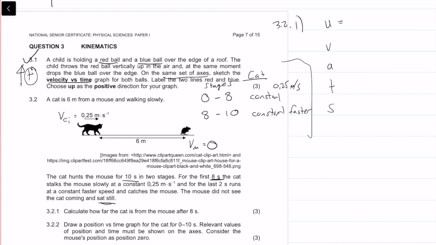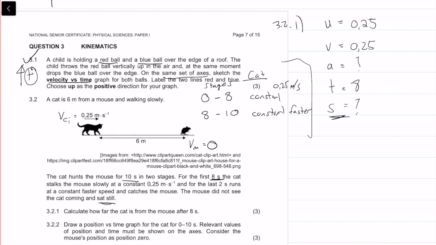Okay, so our initial velocity is 0.25. Our final is also 0.25. This is actually a constant velocity question, but it's fine. Our acceleration is an unknown. The time is known: time is 8, and the distance is an unknown, and is what we're looking for.